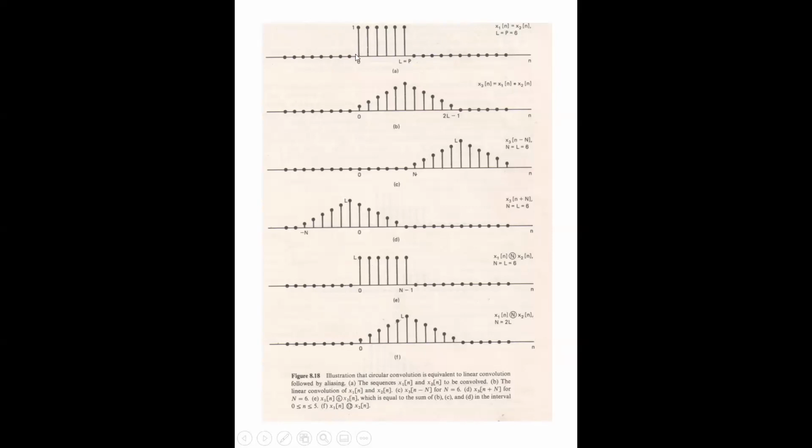So now see that I've taken L and P to be the same. L is equal to P is equal to 6. This is an example from your textbook. So x1[n] is equal to x2[n]. I have taken both sequences to be the same, and L is equal to P is equal to 6.